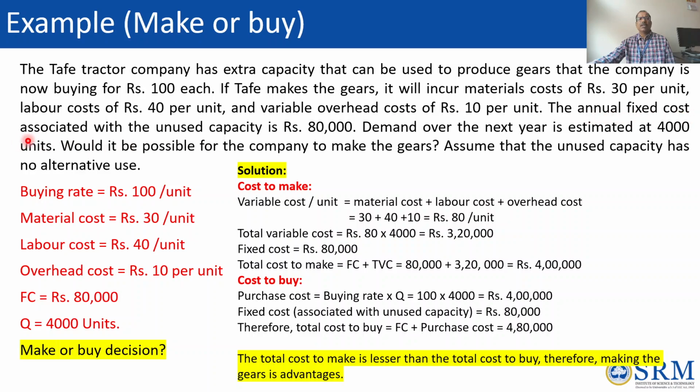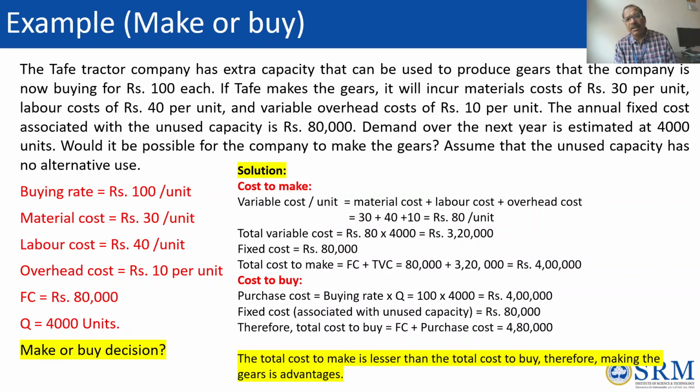The annual cost associated with the unused capacity is rupees 80,000. Demand over the next year is estimated at 4,000 units. Would it be possible for the company to make that? Yes, assume that the unused capacity has no alternative use.